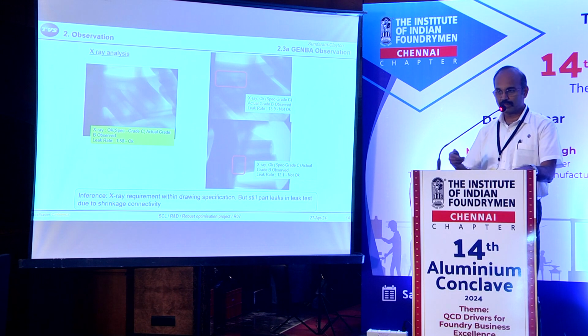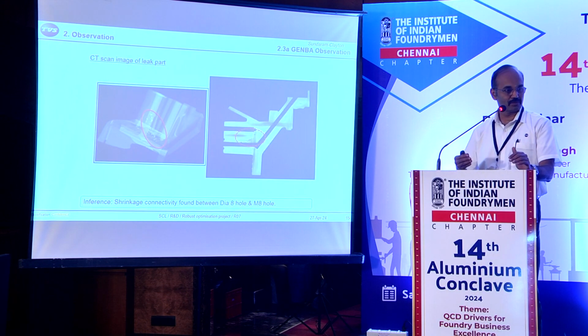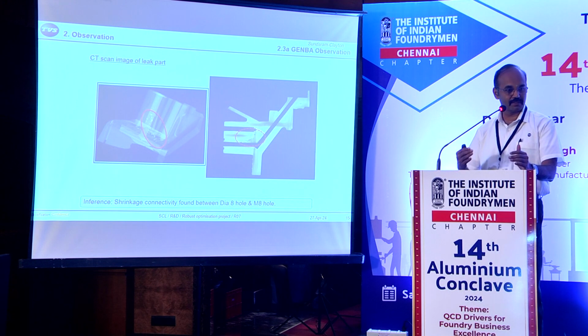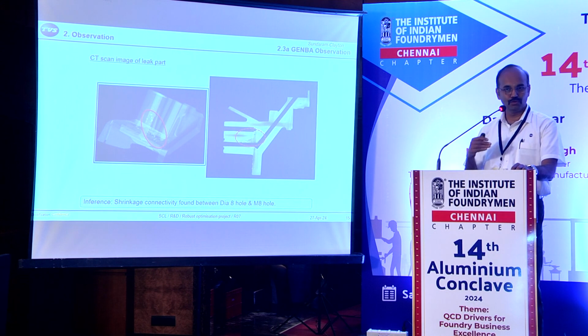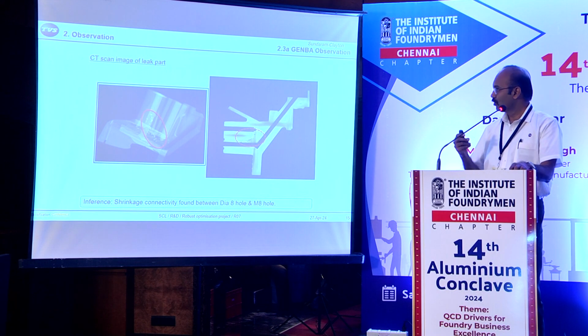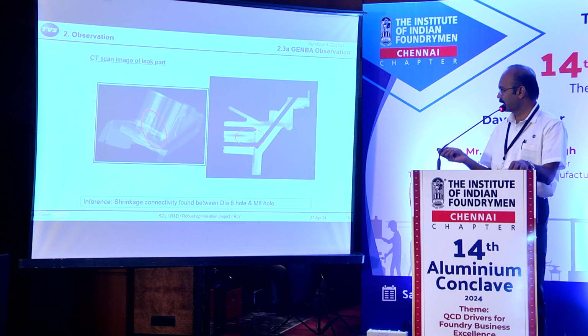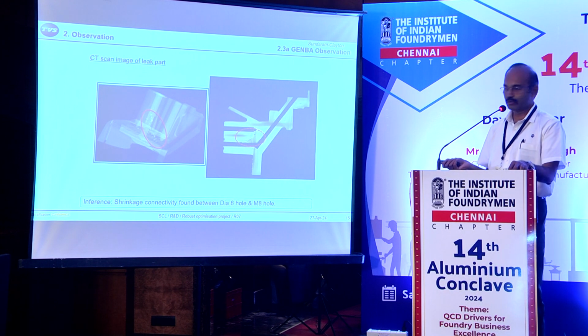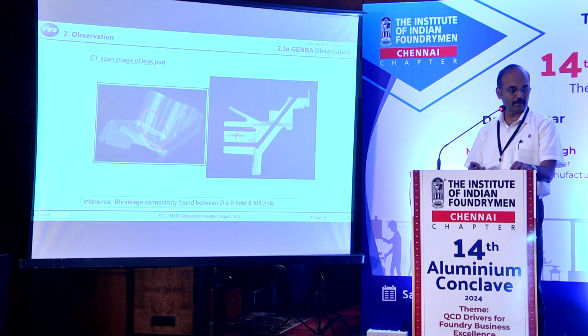So the next step is to move these parts to the next level of X-ray, that is the CT scan, computer tomography, where we can easily identify the leak connection path. To solve any leak problem, we should know the connection, from where to where it is getting connected. That is the first step to identify and solve a leak problem. So we did a CT scan from which we can identify how the leak is getting connected from this hole to this hole. This is the leak path which is creating the leak after machining and leak testing.